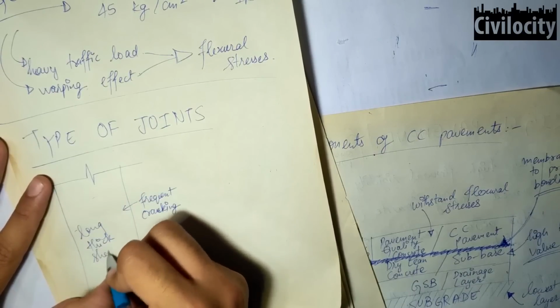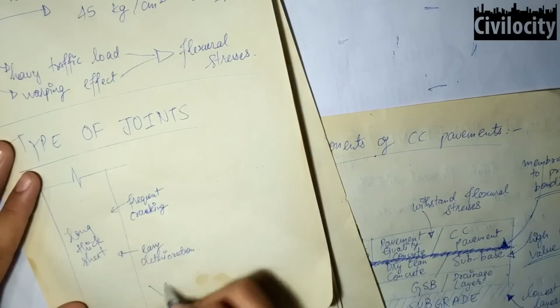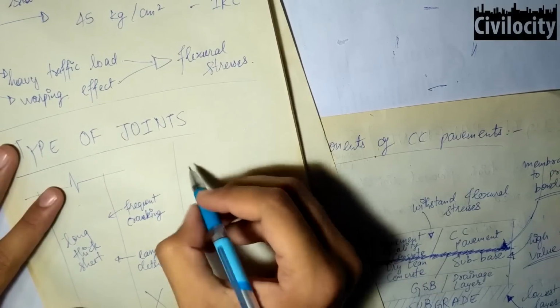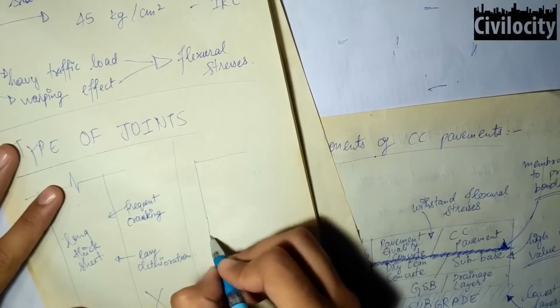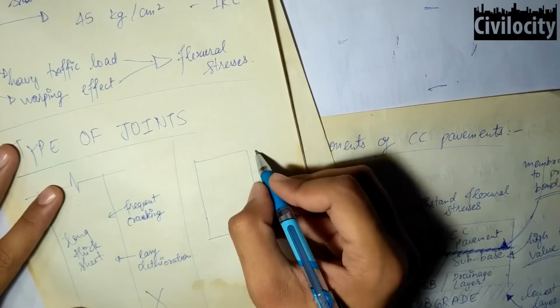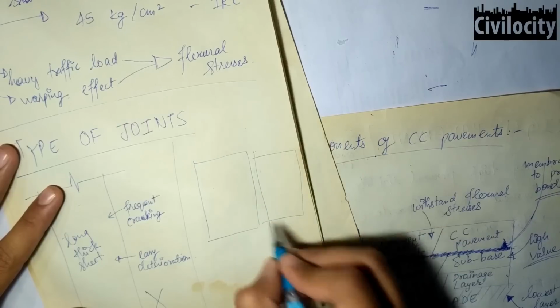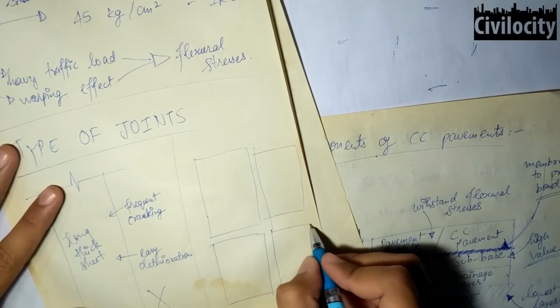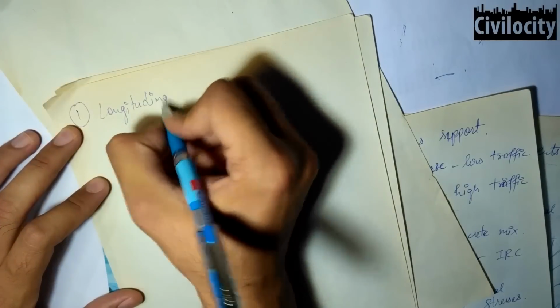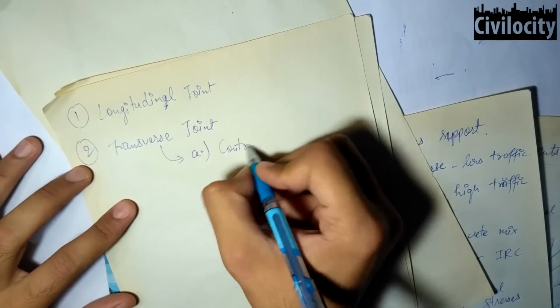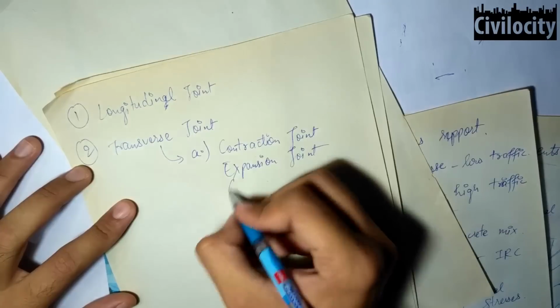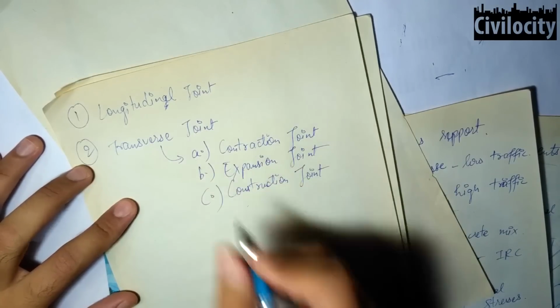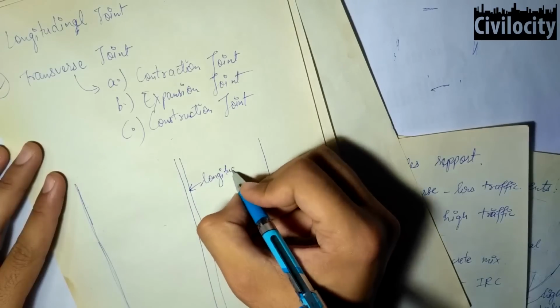slabs, and various stresses due to interior loading, edge loading, corner loading, and temperature variations occur in these slabs. So in order to prevent warping and cracking of these slabs, these joints are provided. And these joints are of two types. The first one is longitudinal joints and the second one is transverse joints. So let us first draw the layout of a rigid pavement.